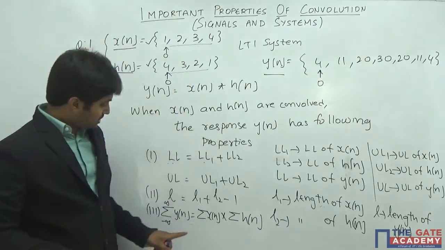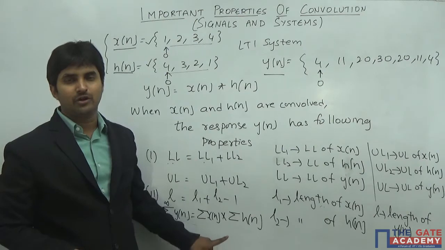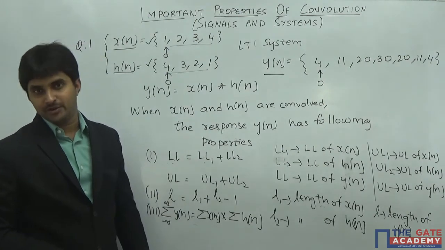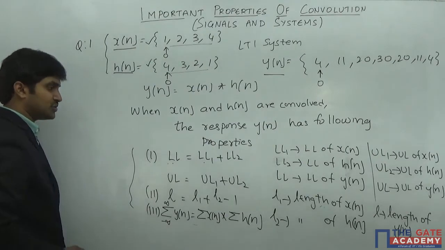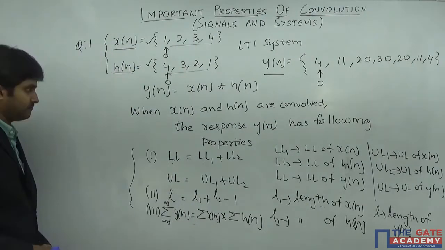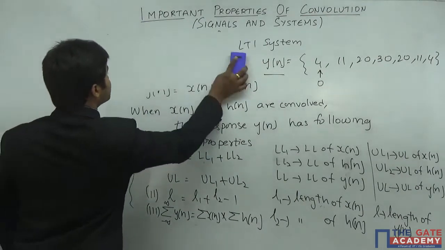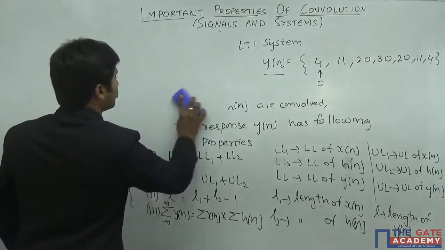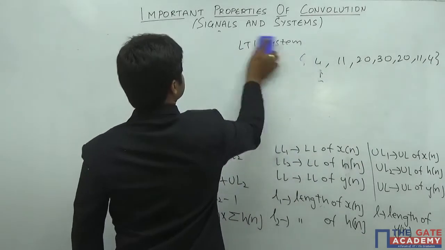So the summation of all the sample values of y of n is equal to the product of the summations of the input samples. So these are the three very important properties using which we can solve many problems on convolution. Okay, so let us take some GATE problems to solve based on this particular concept before going into the convolution for continuous time signals.